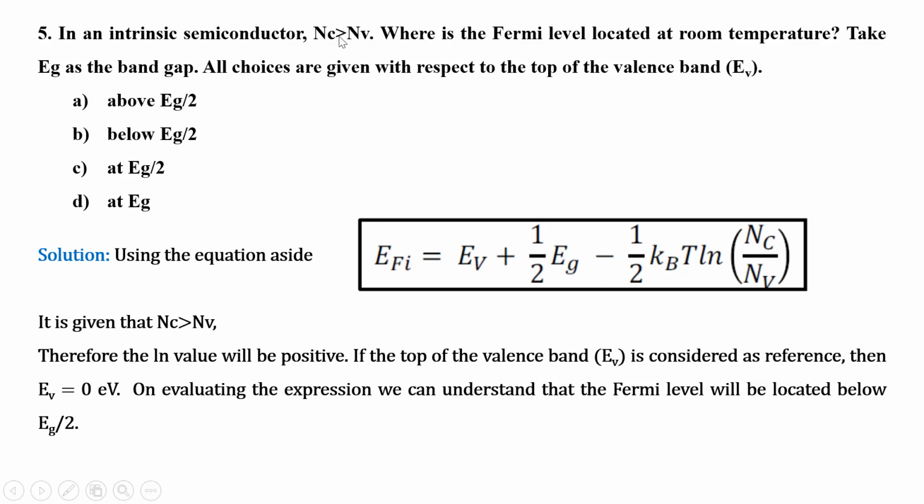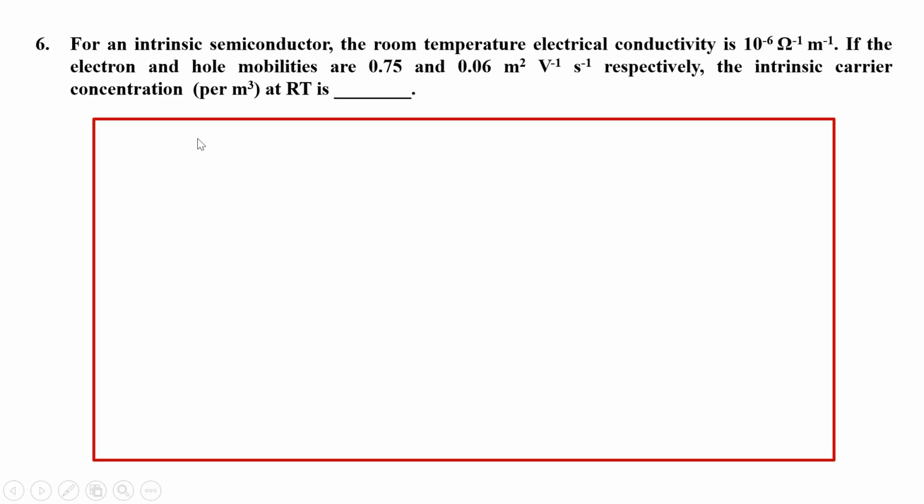So once more I'll tell you, Nc by Nv is greater than 1, which means this entire term becomes something positive. And all choices are given with respect to top of valence band, which means that EV value will be 0. Therefore your Fermi intrinsic will be half of Eg minus some constant value. So Eg by 2 will be there, and less than that, some constant value has to be taken so as to reach your Fermi level. So basically, it is below Eg by 2. Option B will be your answer.